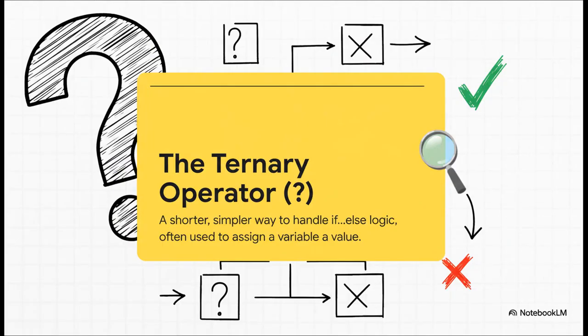All right, now for something a bit more compact, a bit of a pro move, the ternary operator. It's basically a tiny if-else statement that fits on a single line. It's perfect for when you just need to assign one of two possible values to a variable based on a simple condition.